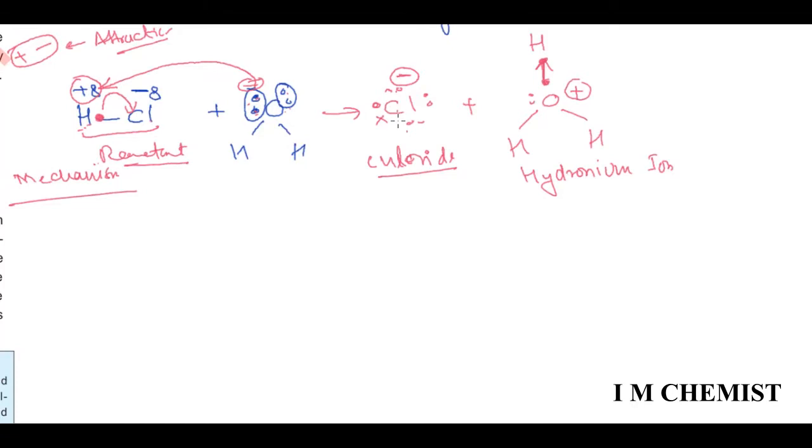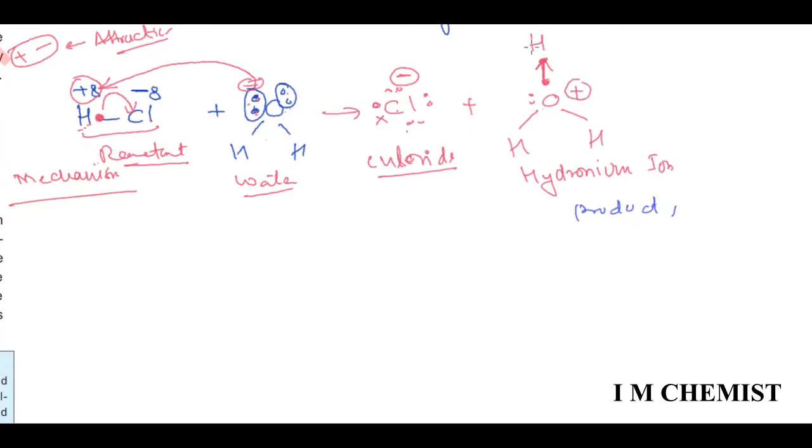It's attached with the water molecule. Now in this case, this is a water molecule. How many hydrogen atoms are there? Three, sir. On the product side, how many hydrogens are attached with the oxygen atom? So there are three hydrogen atoms.